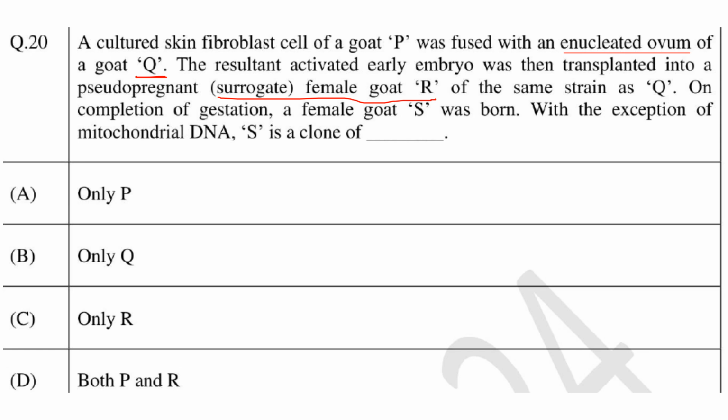Therefore, they have asked here in the question, with the exception of mitochondrial DNA, S is a clone of, it is only P. Because Q is supplying only the mitochondrial DNA, not the nuclear genetic material. So answer here is option A, that is P.